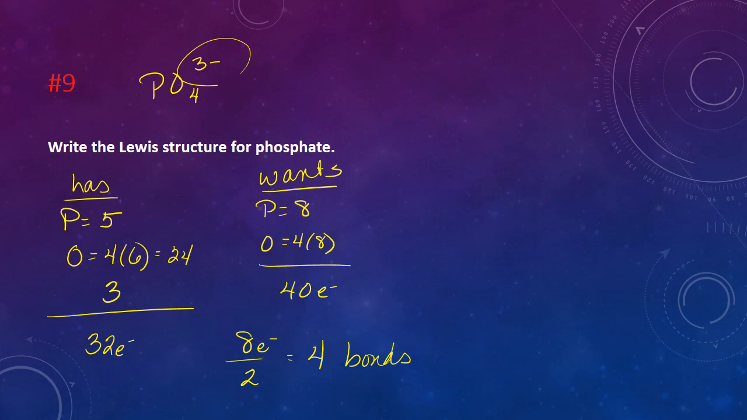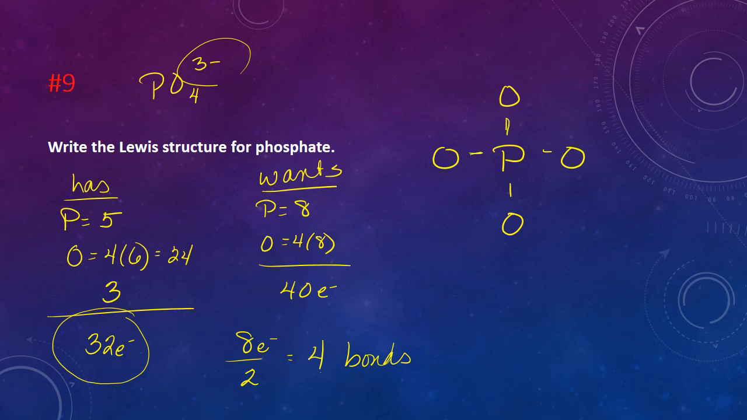Pause the video, see if you can draw it now. If you didn't already draw it, that is. Well, phosphorus is the least electronegative one. So we're going to make it all the way around the phosphorus. Oh, we've got all of our bonds, 4 bonds, done. Now it had 32 electrons, so we have to make sure we have 32 on this molecule.